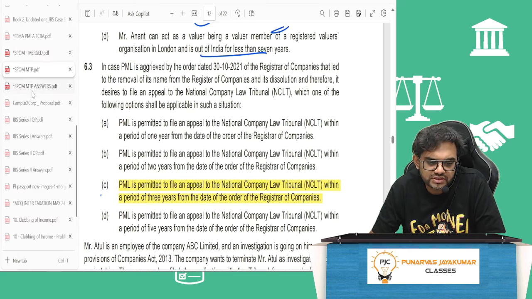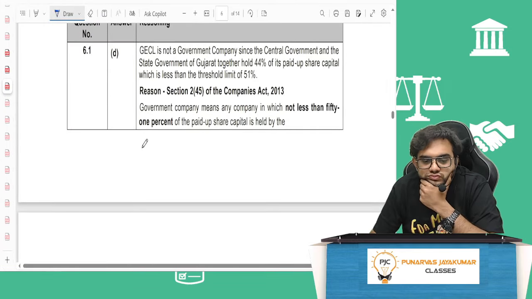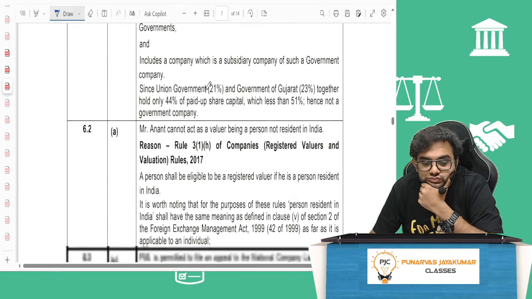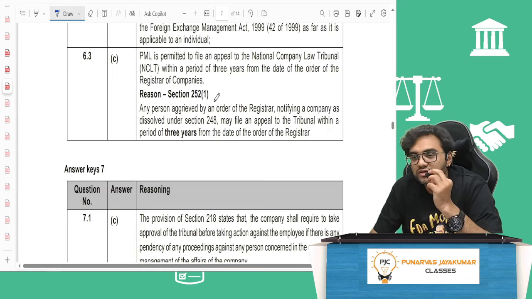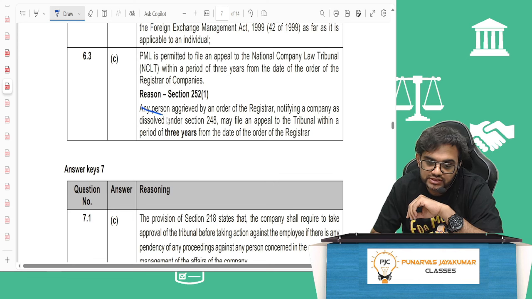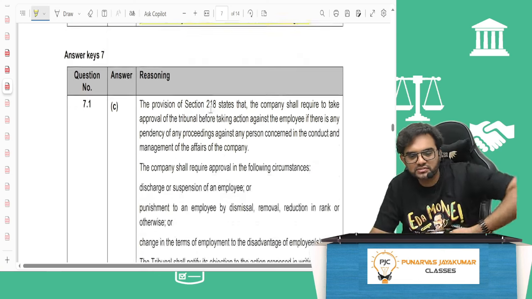So let's see the answers. Section 245 first one. Second one is valuation rules. Then 248 to 251, 252, if you see. Yes. Easy questions, guys. The first 3, 4 were a little tricky. Then it slightly becomes easier.